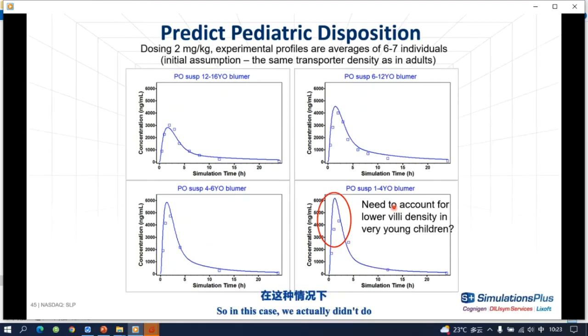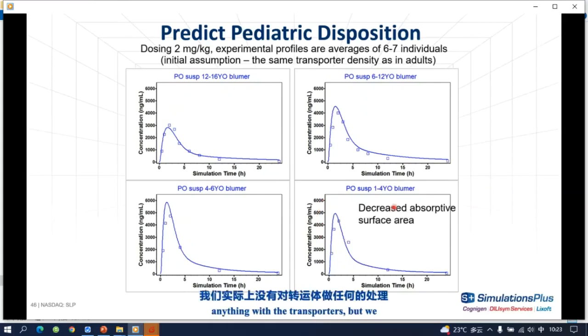So in this case, we actually didn't do anything with the transporters, but we adjusted the absorptive surface area. If the villi are underdeveloped, the absorptive surface area in the intestine would be smaller than we would expect for those very young children, about 1 year old. And that could actually result in slower absorption and would bring that prediction right in the realm of the observed data. So that might have been an indication or explanation for that misprediction in here.